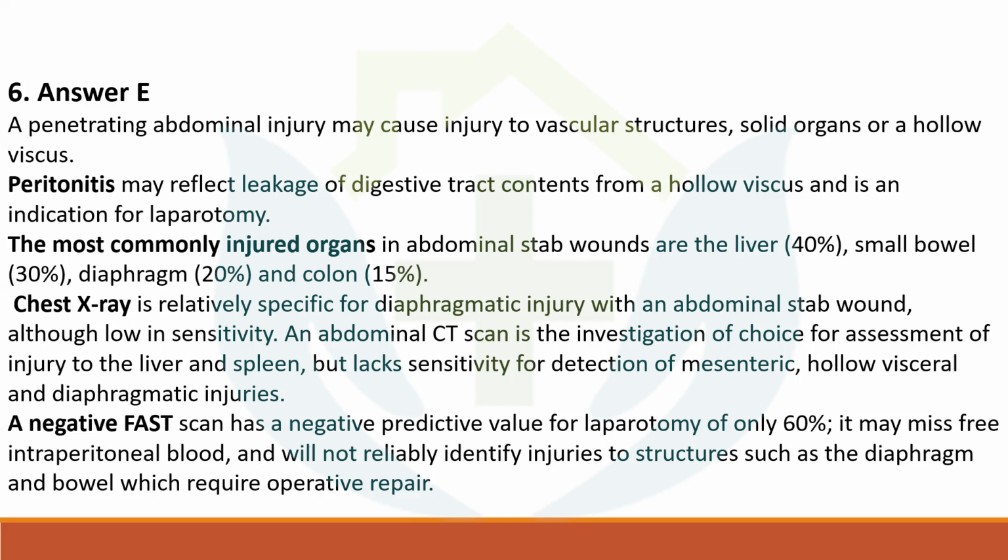Abdominal CT is the investigation of choice for assessment of injury to the liver and spleen, but lacks sensitivity for detection of the mesenteric, hollow visceral, and diaphragmatic injuries. A negative FAST scan has a negative predictive value for laparotomy of only 60%. Okay, so that was the false statement. It may miss free intraperitoneal blood and will not reliably identify injuries to structures such as the diaphragm and bowel, which require operative repair. So E was the correct answer in this.